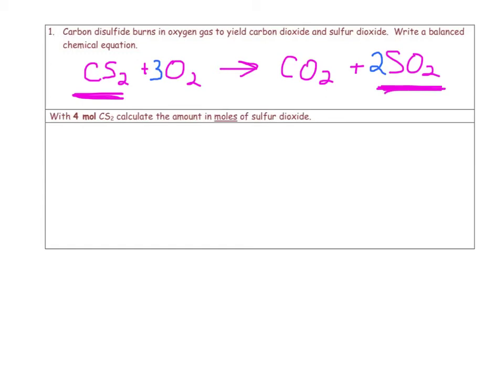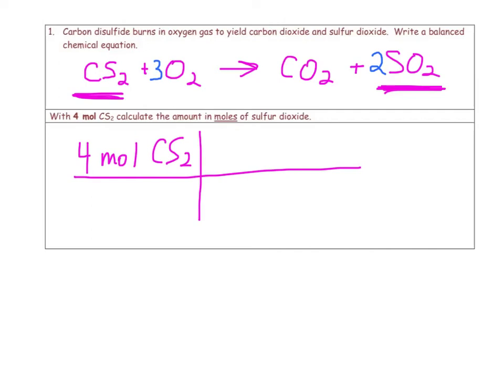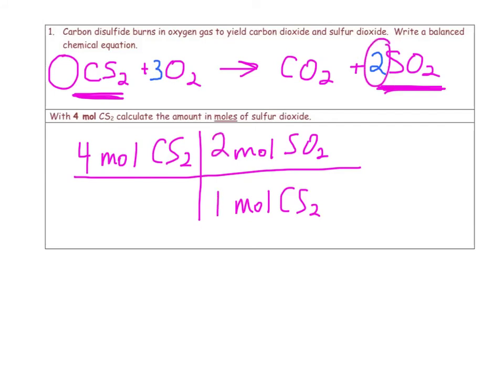These are a lot like the dimensional analysis conversions we've done before. Start with the given information. 4 mole of CS2. The next step is to compare moles of CS2, that was the given amount, to moles of sulfur dioxide, that's the requested amount. Where are we going to get those numbers? From the balanced chemical equation. There are 1 moles of CS2. There are 2 moles of SO2.